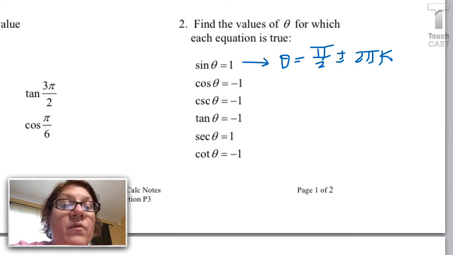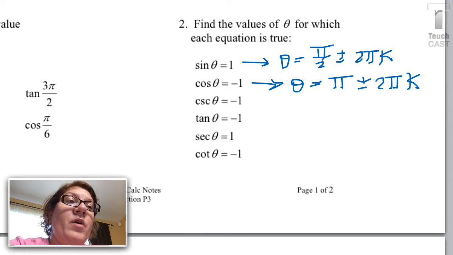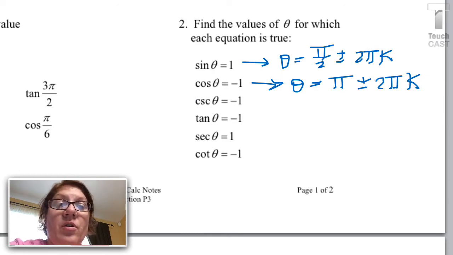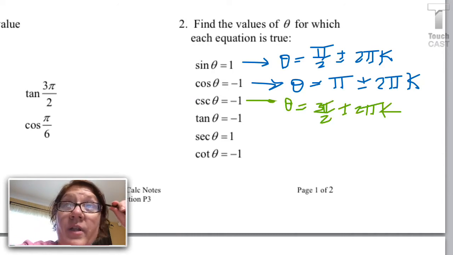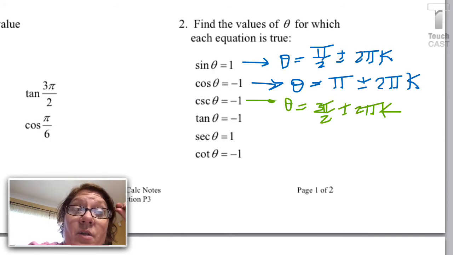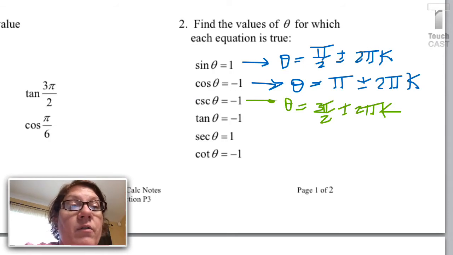Try the next one by yourself. Cosine is -1 at pi, and then I would have to circle around all the way around again, so another 2 pi k. Try the next one. If cosine is -1, then sine will also be -1 because it's the reciprocal. The reciprocal of -1 is -1. And sine is -1 at 3 pi over 2, and then every revolution around.